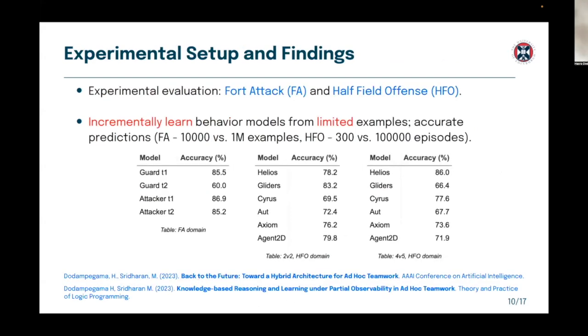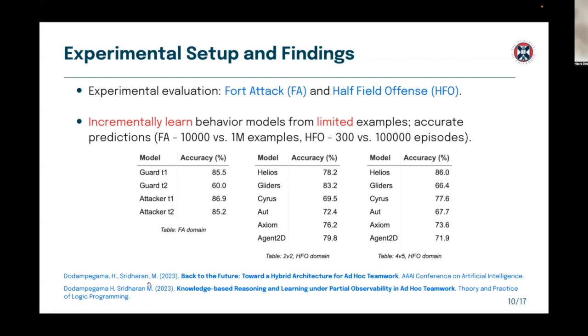So then we come to the results. We evaluated the architecture in two domains, the two domains I showed before, the fort attack and half-field offense. Here you can see the accuracy of the predictive behavior models that we learned for the agents in these domains. And one of the things that we are trying to do is to learn these models with limited examples.